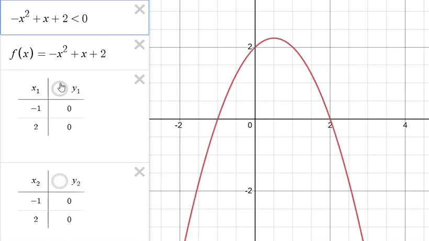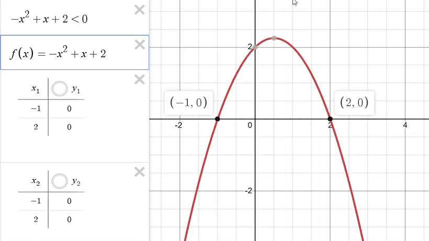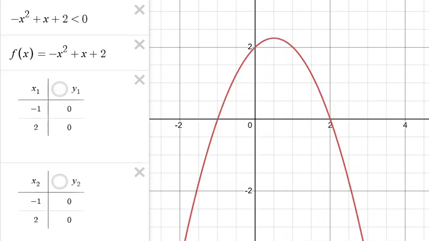What we care about is whether it's opening upward or downward. The negative coefficient on x squared tells us it's going to open downward. We see that in the graph, right? And we care about the x-intercepts. The x-intercepts happen to be -1 and 2. So let's see the solution set.